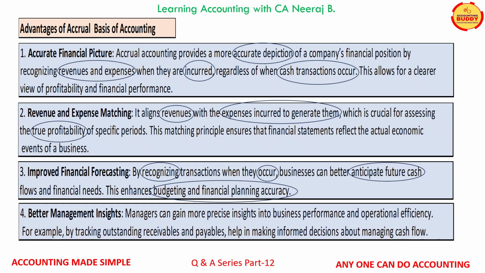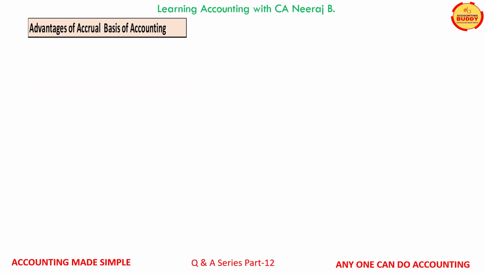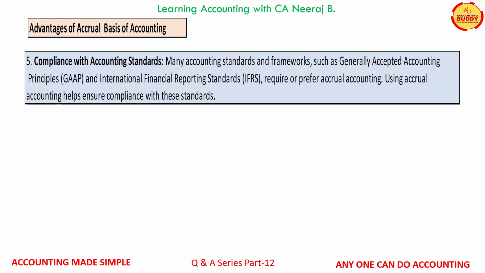Advantage number four, better management insights. Managers can gain more precise insights into business performance and operational efficiency. For example, tracking outstanding receivables and payables helps in making informed decisions about managing the cash flows of the business. Advantage number five, compliance with accounting standards.